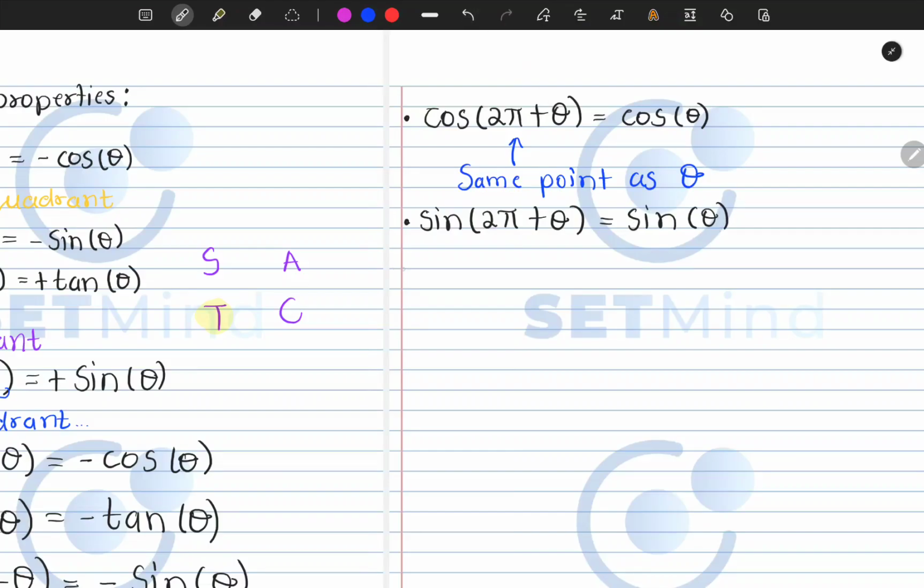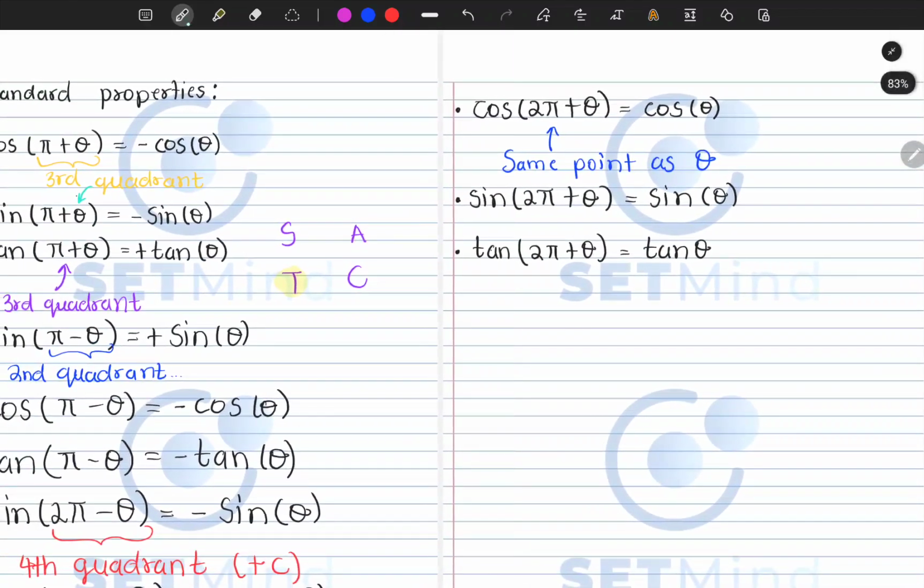Okay. And then cosine, because it will have 2 periods, it will amount to the same thing. So if we take tan, and then we do 2 pi plus theta, it will end up being tan of theta. Okay, that is what we get. And then we can now worry about something which we call co-ratios as part of our identities.